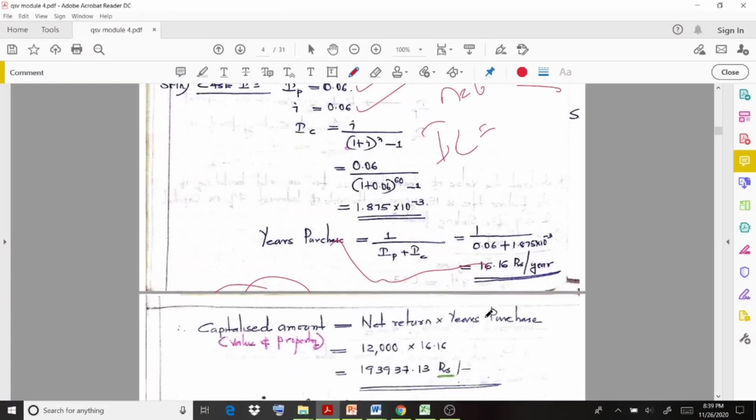After that, to calculate the capitalized value or the value of the property, it is going to be the net return, that is the income, multiplied by the years' purchase, and you will get the value.